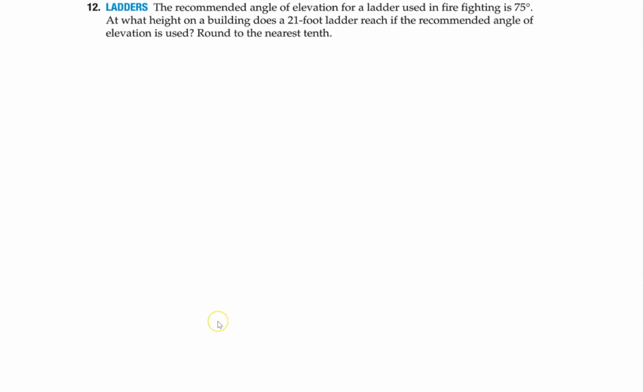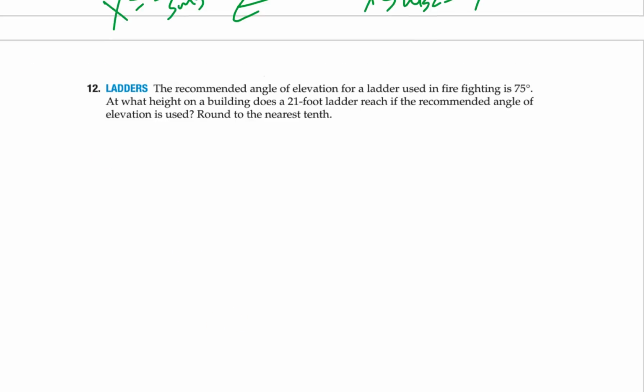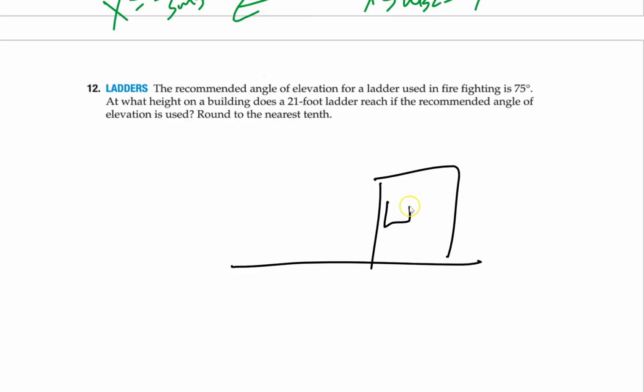Last one. The recommended angle of elevation for a ladder used by a firefighter is 75 degrees. At what height of the building does a 21-foot ladder reach if the recommended angle of elevation is used? Round to the nearest tenth. So let's draw a little picture here. My building. And it's on fire. And then our firemen are coming to put up a fire ladder. Here's my fire ladder.